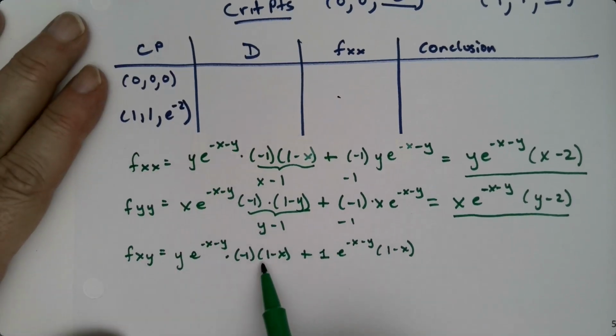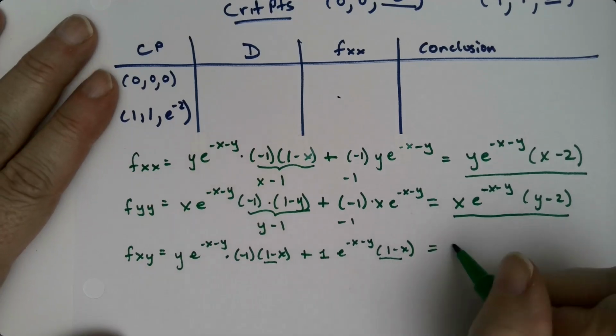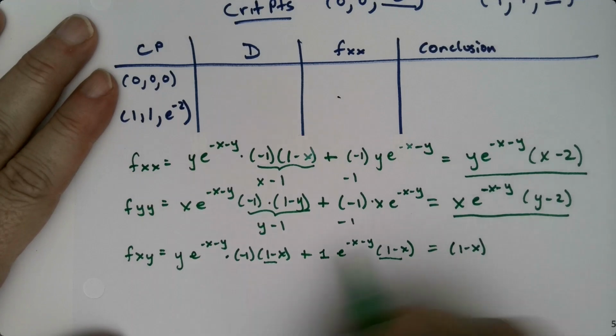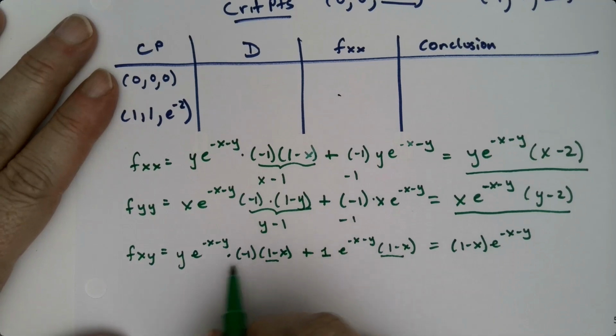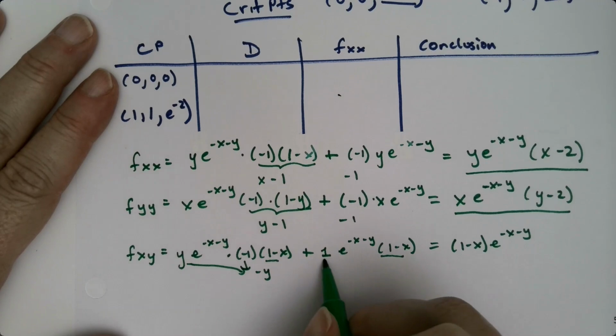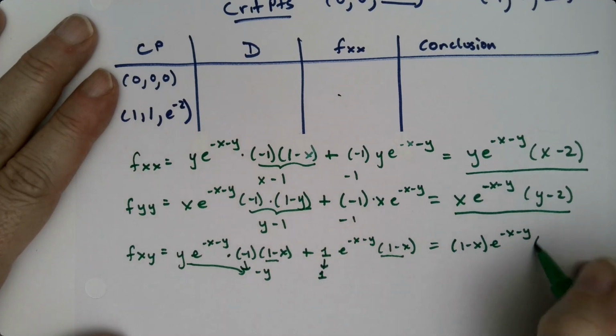Okay, so both these terms have a 1 minus x in them. So I'd bring a 1 minus x out, I'd bring an e to the negative x minus y out, and if you look, we have these two pieces left: a negative y, and a 1. So that would be 1 minus y right here.